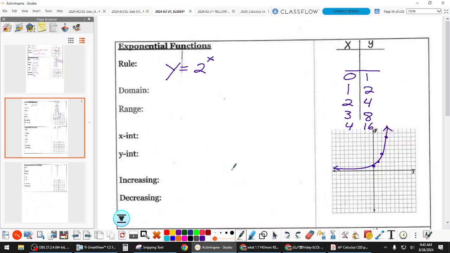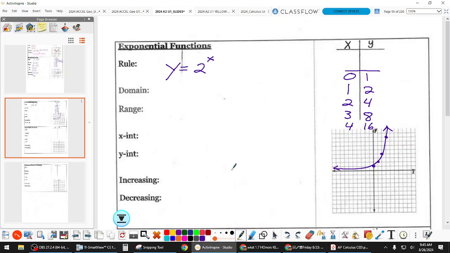In terms of y value, where does it start? Almost to zero. That was well said. It doesn't actually ever touch zero, so we can't include zero, but it does start there.